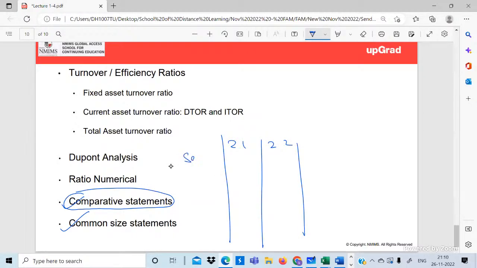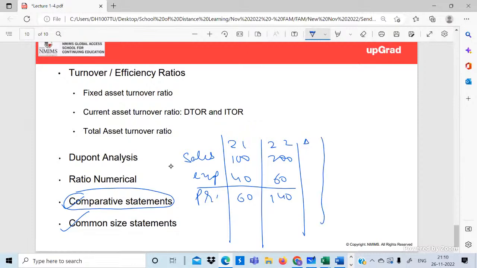And let's say they'll give you something like sales, they'll give you expenses, and they'll give you the profit. So let's say sales is given as 100 crores, then it becomes 200 crores. Expense was 40 crores, then it becomes 60 crores. And finally, if you look at the profit, profit was 60. Over here, it is 140. So when I'm looking at a comparative statement, the first thing that I'll do is I'll calculate absolute change, and then the percentage change.